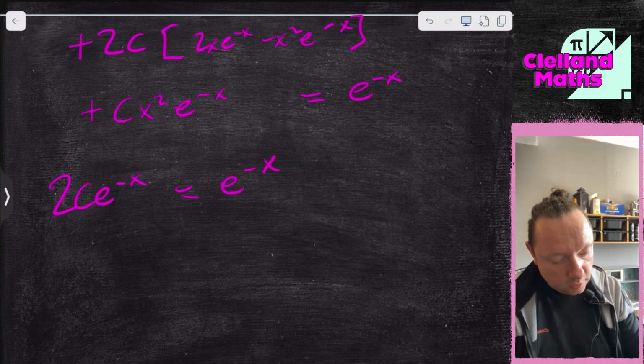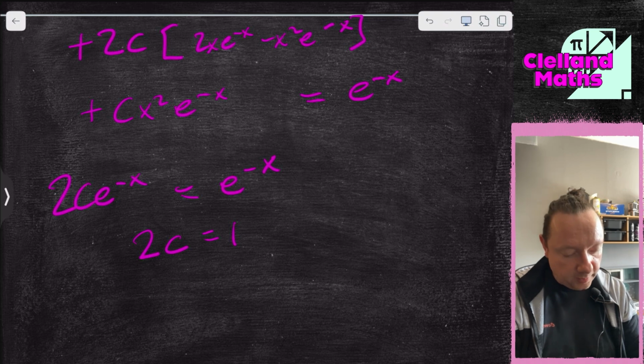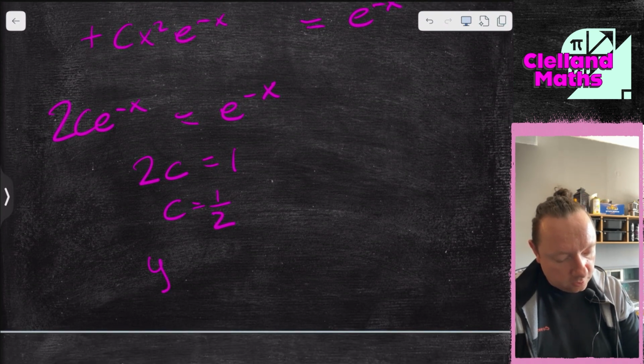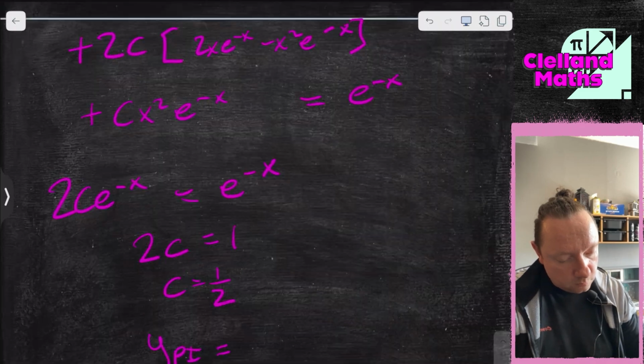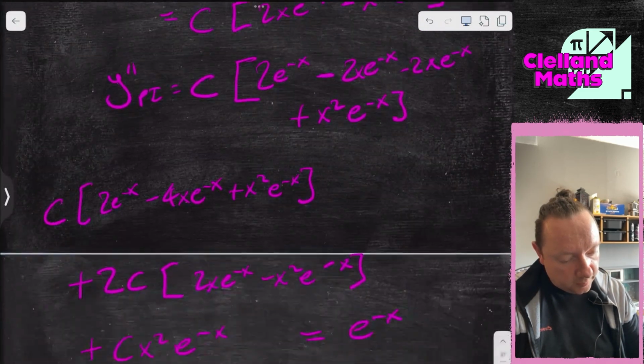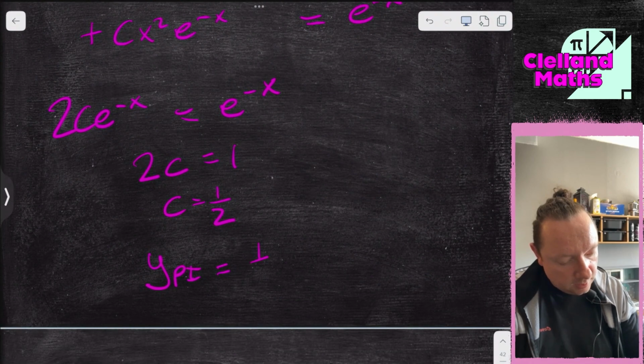And therefore, 2c equals 1, with coefficients of e to the minus x on both sides, so c is a half. So now we've got our particular integral is simply c x squared e to the minus x, a half x squared e to the minus x.